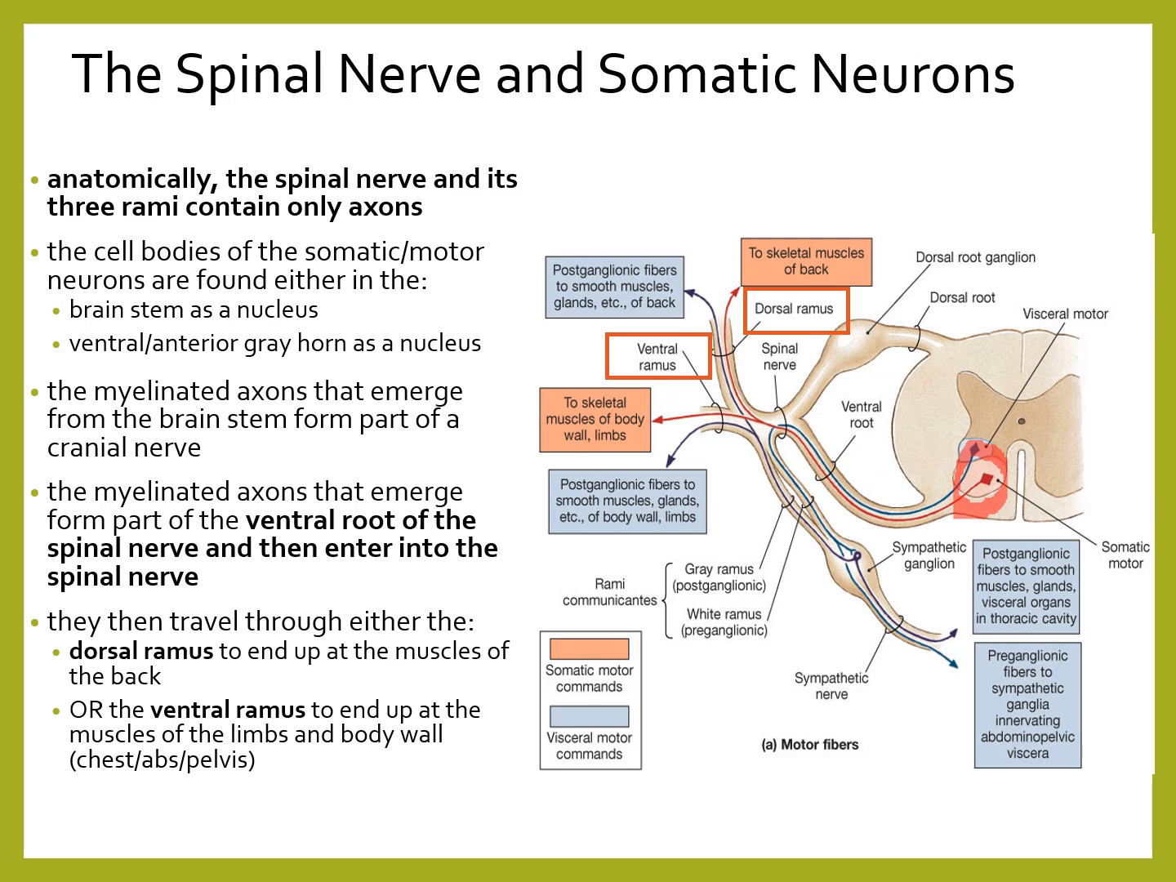If they're going anywhere else, any other skeletal muscle, so if they're going to the skeletal muscles of our trunk and our limbs, they're going to take the bigger, thicker ventral ramus, and they're going to end up at the muscles of the limbs and the body wall. And by that, I mean the muscles of the chest, the abs, and the pelvis. So that's how it works anatomically and physiologically.